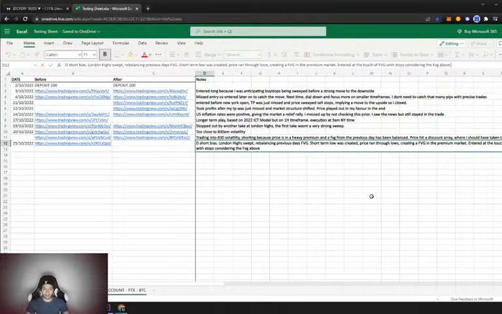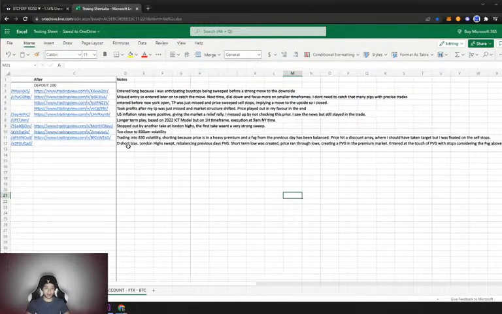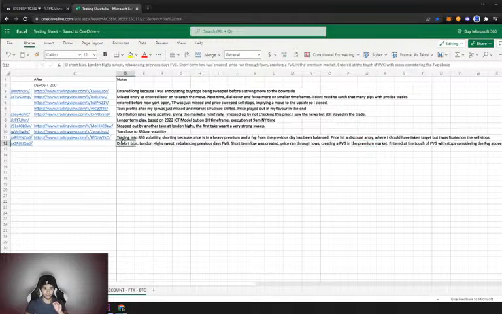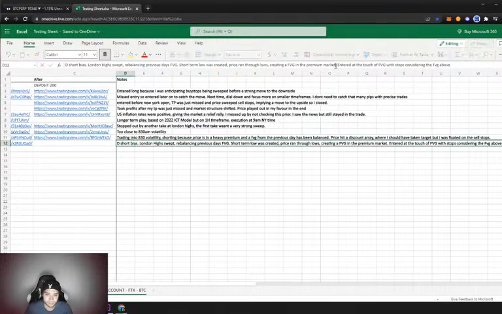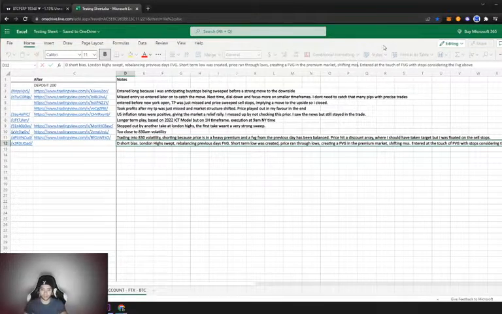Okay, that's a very nice, clean trade breakdown here. My daily bias is short. The London highs were swept, rebalancing the previous day's fair value gap. A short-term low was created. Price ran through the lows, creating a fair value gap in a premium market, also breaking market structure. So, shifting market structure.